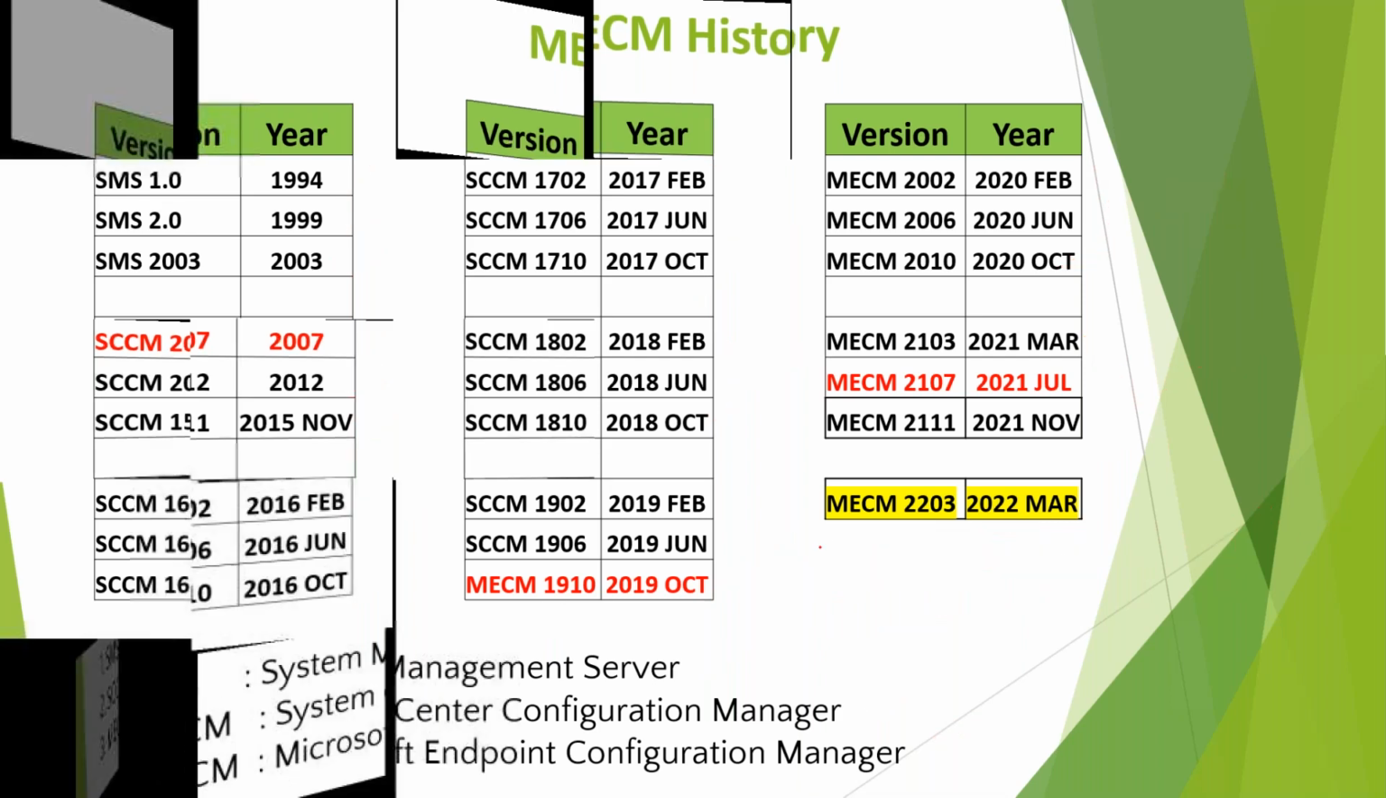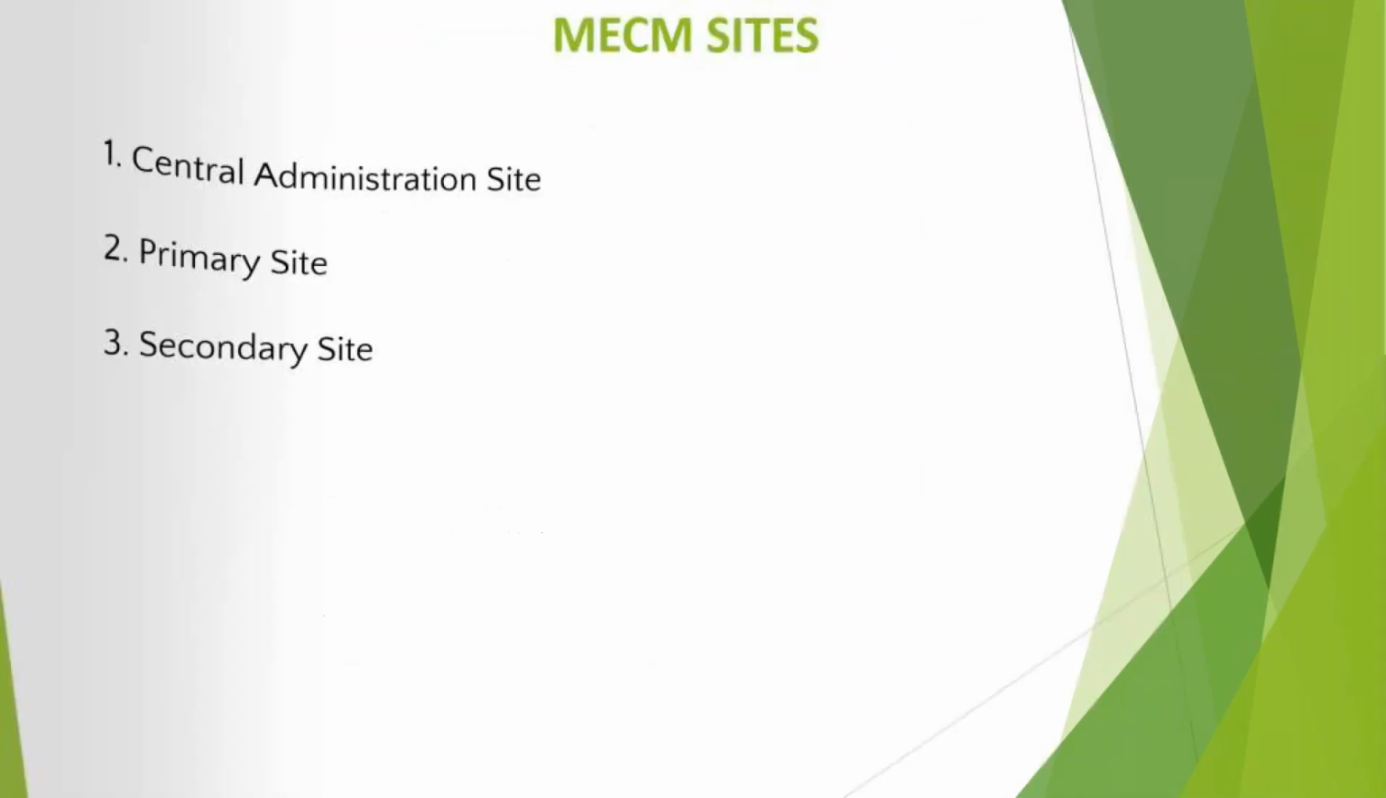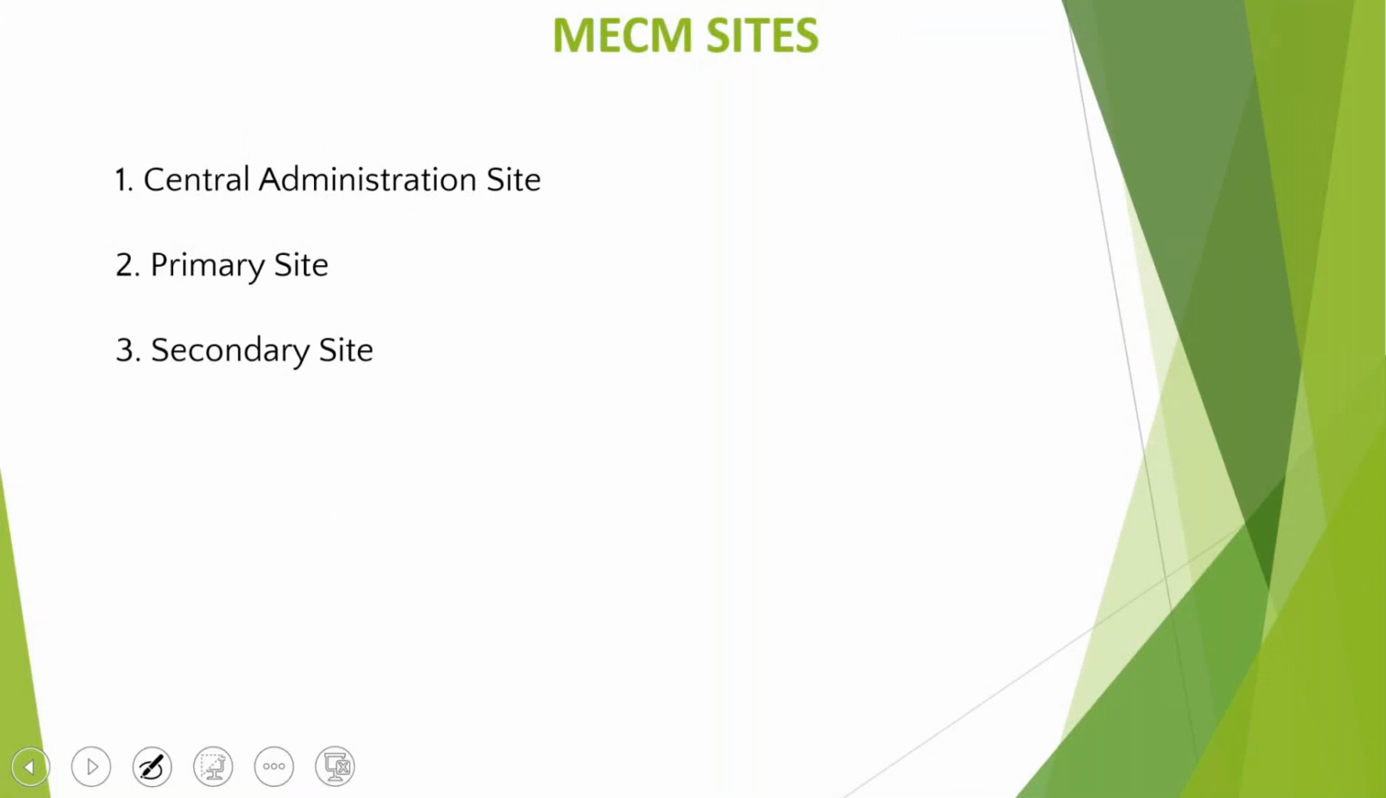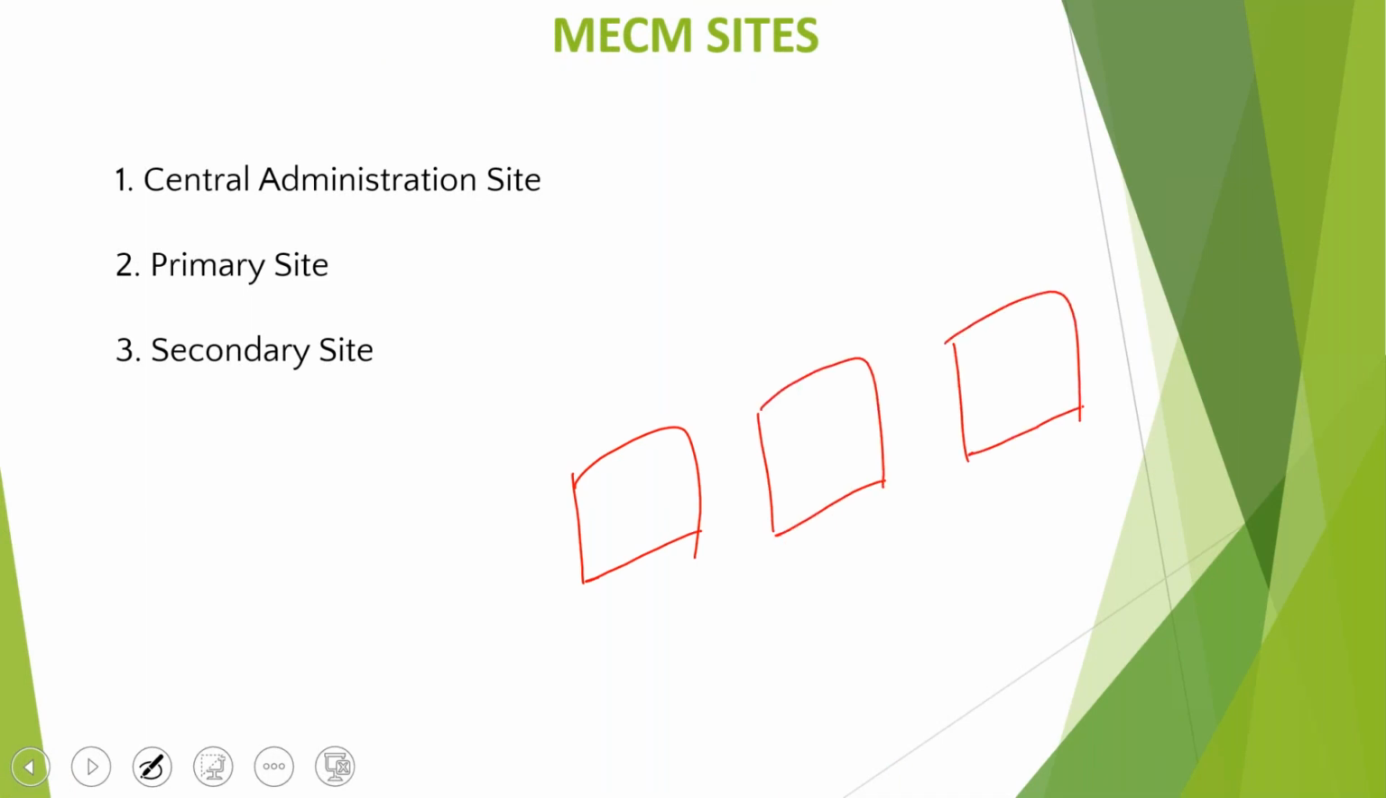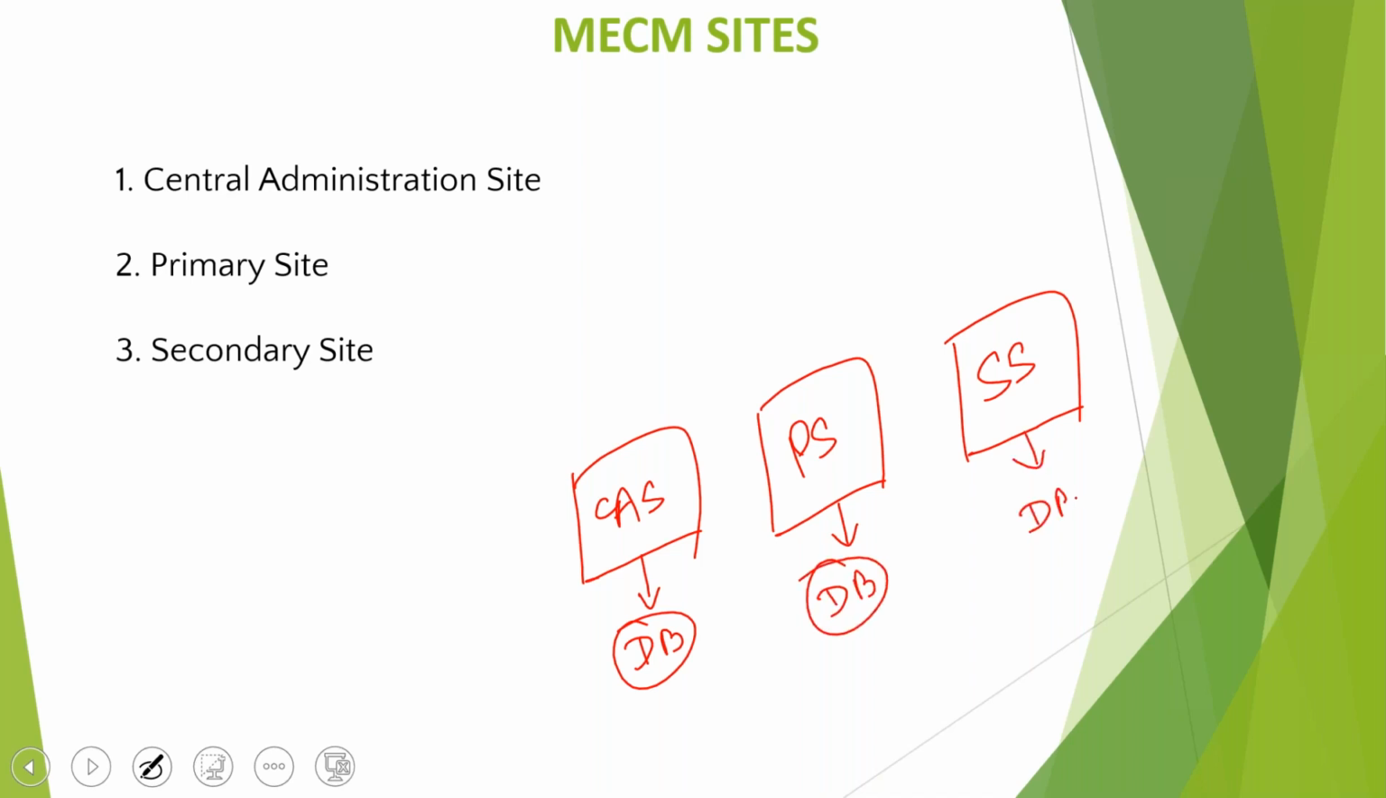Now we will discuss these sites today. There are three sites: central administration site, primary site, and secondary site. These are the three site servers: the central, then primary, and then secondary. Now, what does the central administration site need? A database. The primary site also needs a database, and the secondary also needs a database.